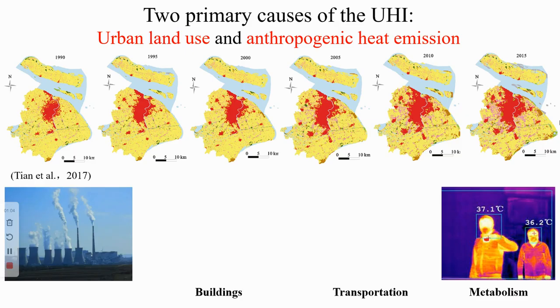There are two primary causes of the urban heat islands. First is urban land use, and the second is anthropogenic heat emission. This is from the industry, from buildings where we use air conditioners, from transportation, from the vehicles, and the metabolism from our human bodies.